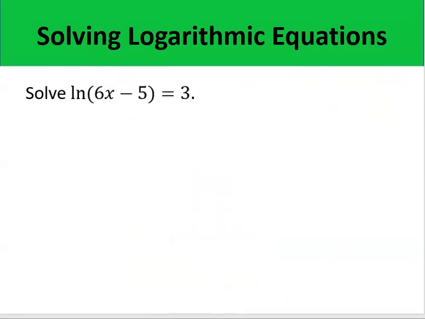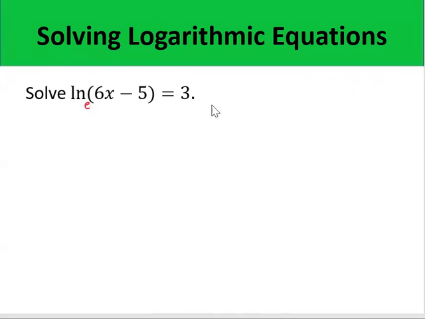Okay, and then for another equation, we have ln of 6x minus 5 is equal to 3. So this one is a logarithmic expression equated to a constant. So again, we have to convert this into its exponential form. But this one has base e. So the base here is e.